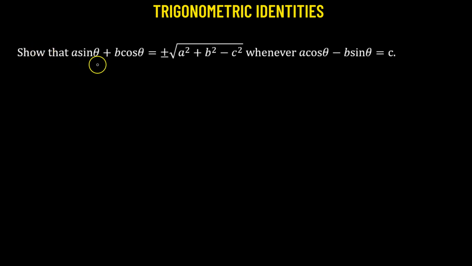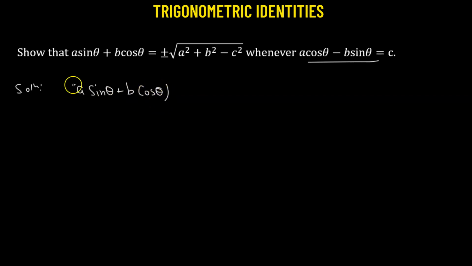We need to show that a sine theta plus b cosine theta is given by plus or minus square root of a squared plus b squared minus c squared. And here we're given that a times cosine theta minus b times sine theta equals c. So let's begin. What we'll do is consider a sine theta plus b cosine theta.